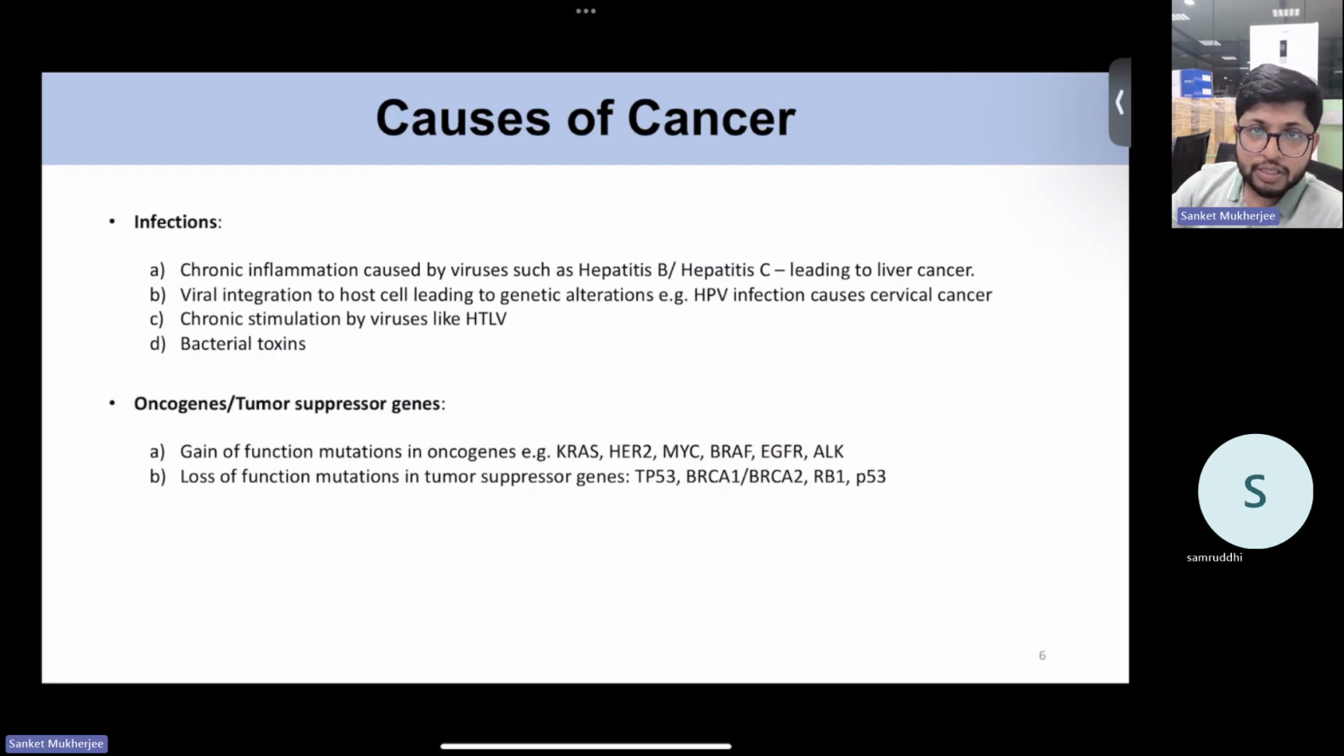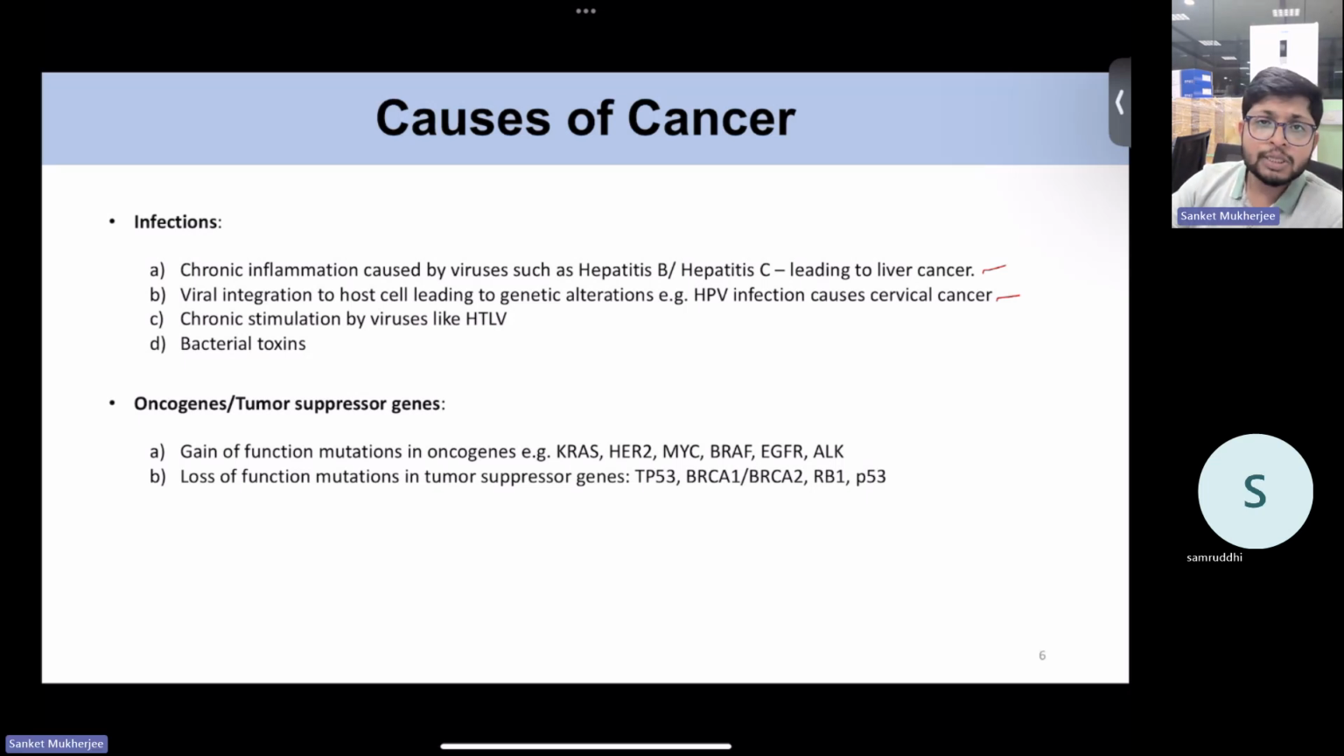So in case of infections, they usually cause inflammation. For example, in case of hepatitis B or hepatitis C viruses, they cause inflammation in the liver, which leads to liver cancer. Similarly, there are viruses which integrate into the host cell, like HPV infection, which causes cervical cancer. There is HIV, which also gets integrated and can lead to multiple problems. Chronic stimulation by viruses like HTLV could be a problem, and bacterial toxins can also lead to cancer.